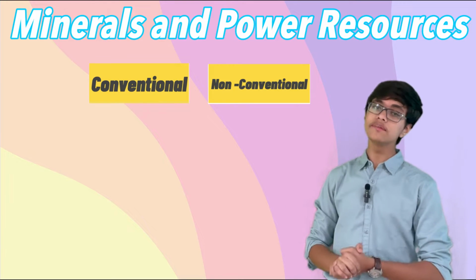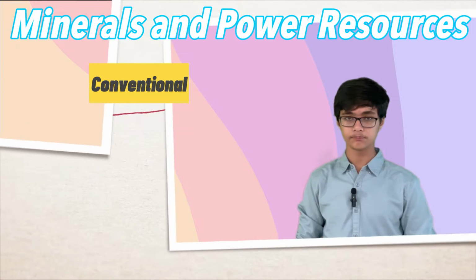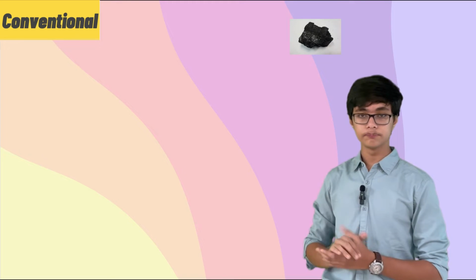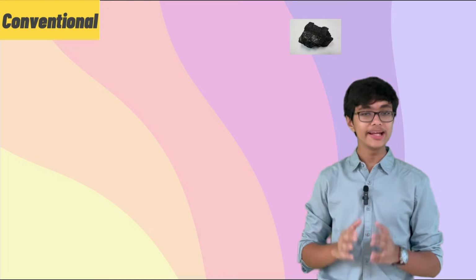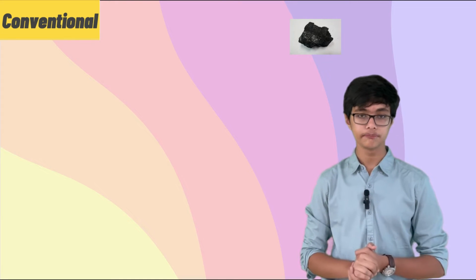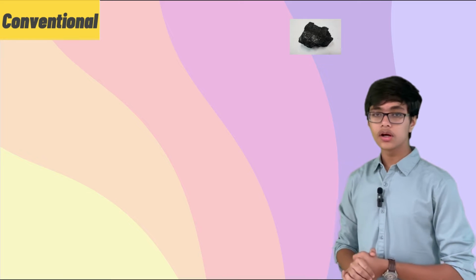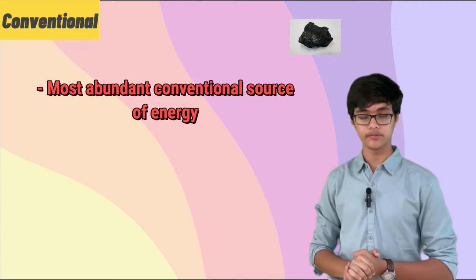So first, we'll be talking about the conventional sources of energy. Let's see what they are. The first conventional source of energy is coal. Coal is probably the most abundantly used mineral in the entire world. It is used to produce electricity most of the time. So, coal is basically the most abundant mineral on Earth.